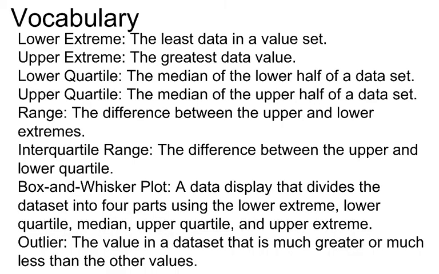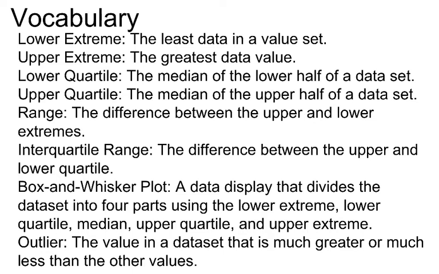Well, first let's review. We have several vocabulary words that you'll probably need to pause this tutorial in order to copy down. The lower extreme is the least value in a data set. The upper extreme is the greatest value. In other words, the lower extreme is the smallest number. The upper extreme is the biggest number. The lower quartile is the median of the lower half of the data set. The upper quartile is the median of the upper half of a data set. And we'll look at an example of that pretty soon.